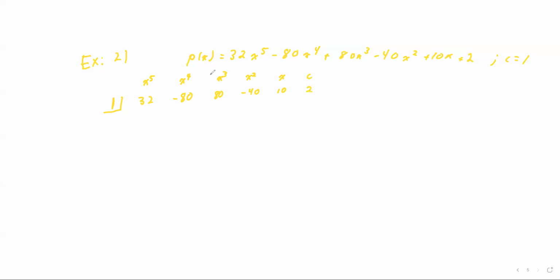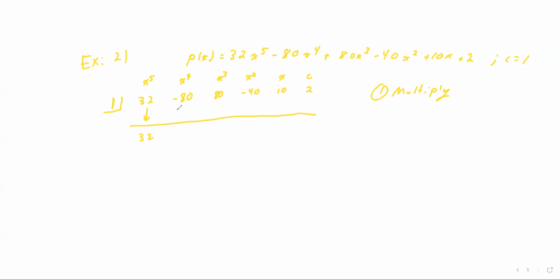Now, if I would have been missing any of these degrees, I would still need to write it and put a 0, just like long division. All right, now this one only has 2 steps. You start off by dropping the first number. So I drop the first number. This gets the party going. Step 1, multiply.